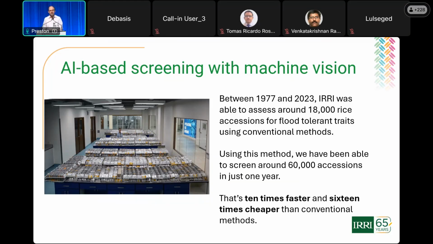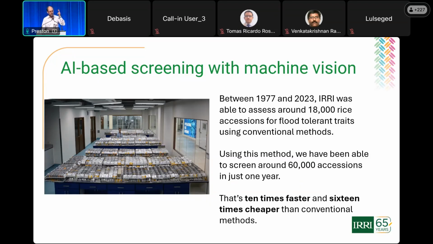IRRI has in its gene bank over 130,000 rice accessions. So you can see if they kept on the pace of where they were, it would have taken them several lifetimes to evaluate all of those traits. And this is just all of those accessions just for one trait. So now they're rapidly increasing that. And it's resulted in a process that's now 10 times faster and 16 times cheaper than traditional methods before.